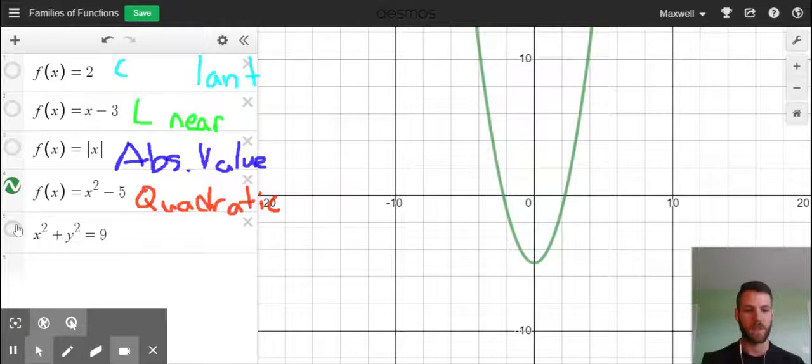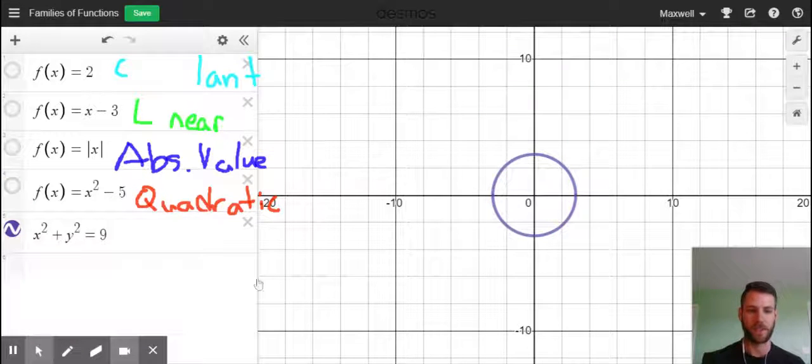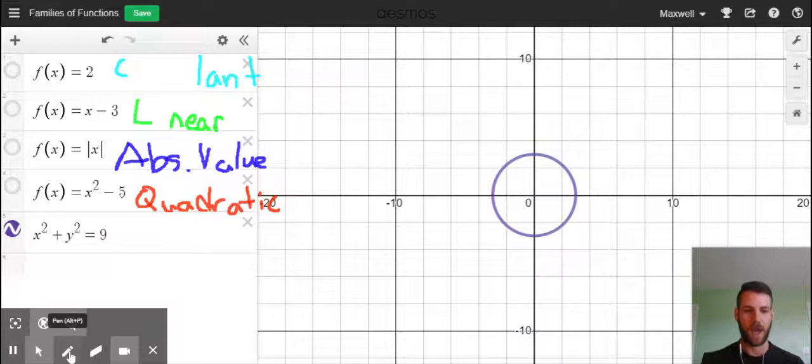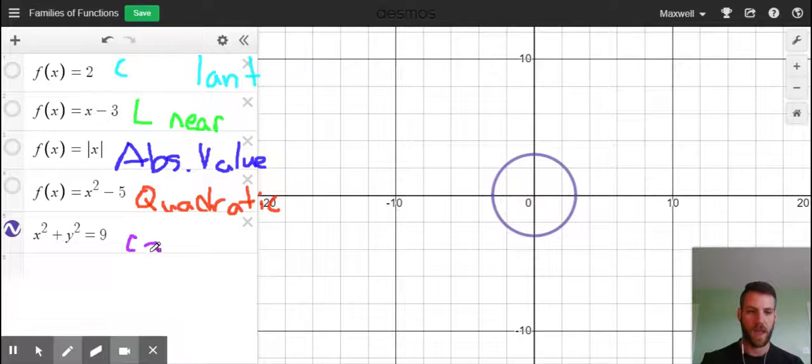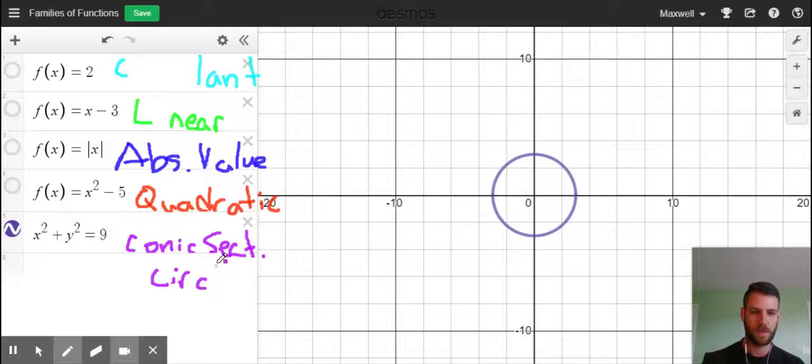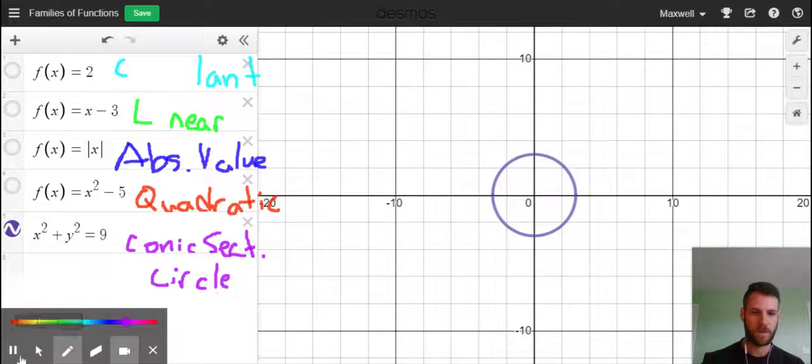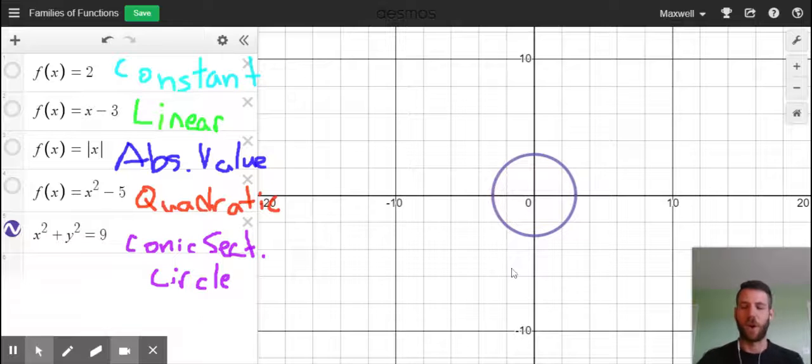Our last family is one we've just recently discussed, and that is circles. They're part of the conic section family, and circles are just one category of conic section. So we will write both of those, both conic section and circle. And that is just a brief overview of the different families of functions that you might see.